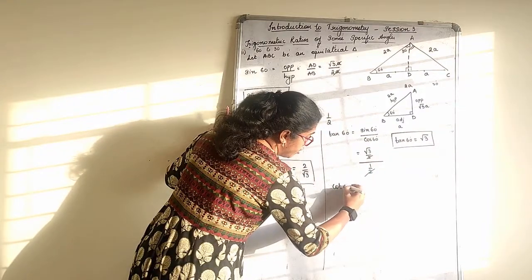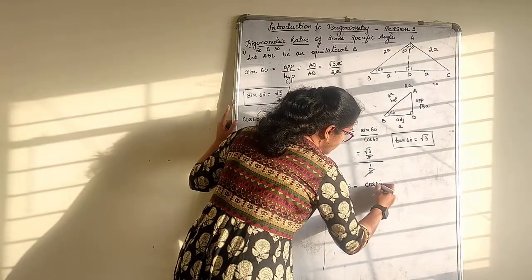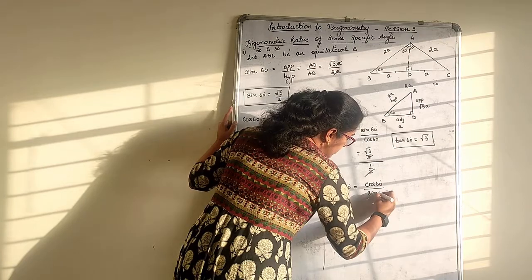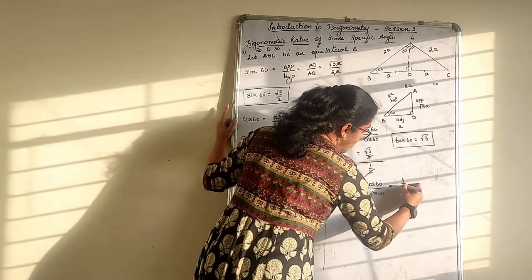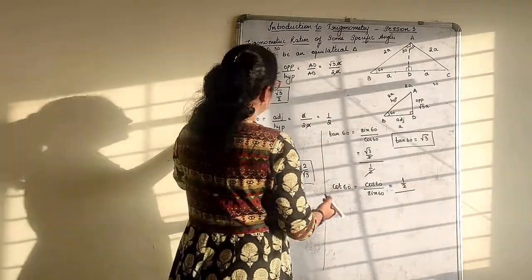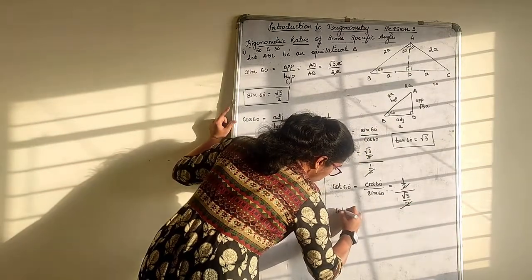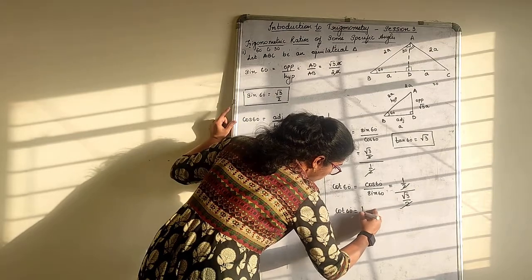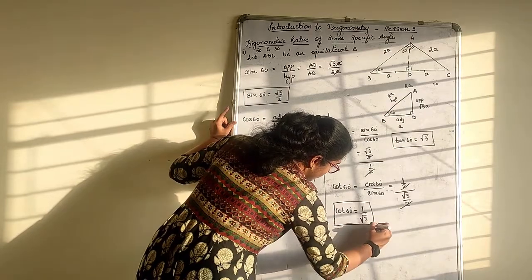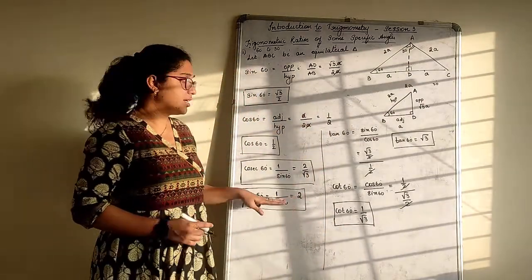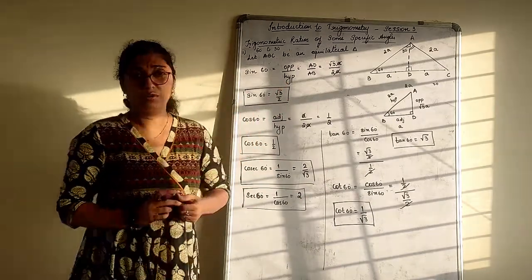Cot 60 is equal to cos 60 divided by sin 60, that is equal to, cos is how much? 1 by 2 divided by sin is root 3 by 2. So cot 60 is 1 by root 3. Did you understand these T ratios? Similarly, we'll find for 30 degree now.